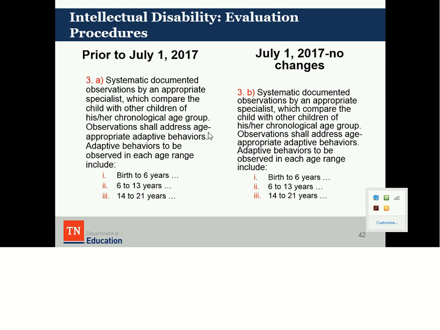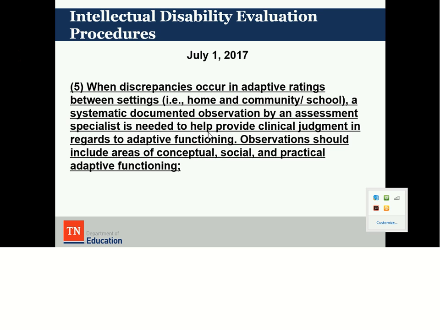Again, still systematic observations, and based on those age ranges, what we're looking for. So the question that's come up is, what do we do when there's a discrepancy between home and school adaptive rating scales or community rating scales? When that's the case, we researched best practices, and what we found is that it's advised that a systematic observation occur by the assessment specialist who's most knowledgeable about adaptive behaviors, so they can provide some professional judgment in regards to where those abilities actually lie.